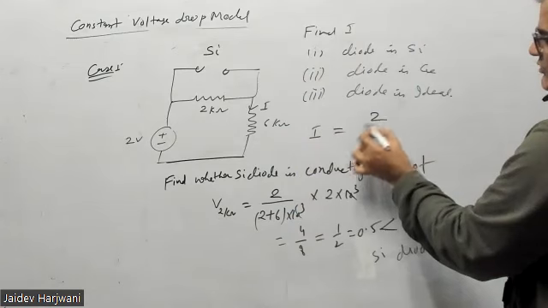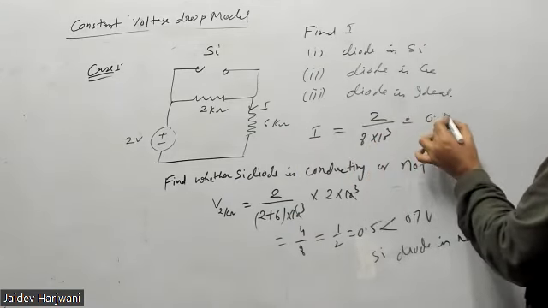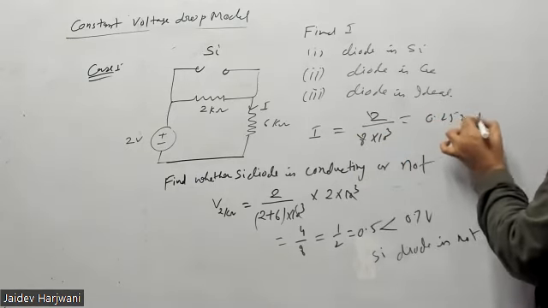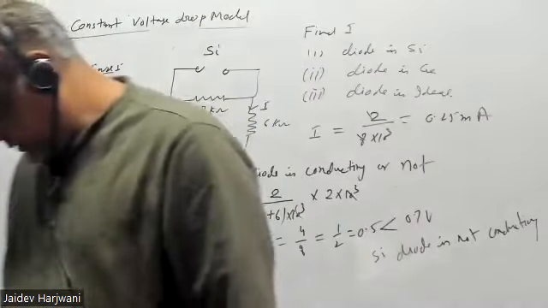So I will be simply 2 divided by 8. It is 0.25 milliampere. अच्छा क्वेश्चन था ये. Milliampere.